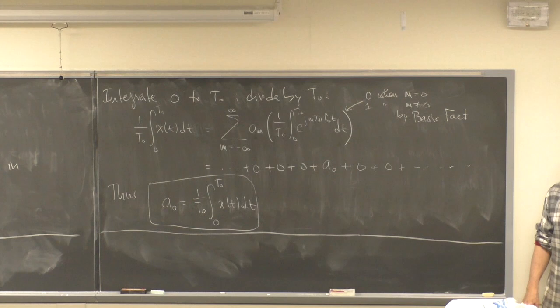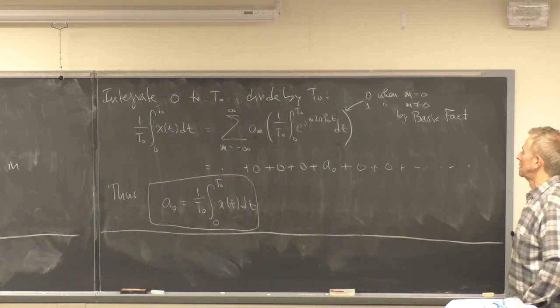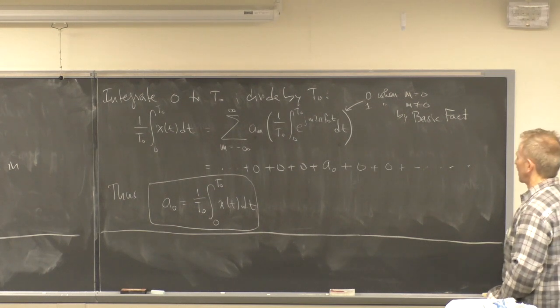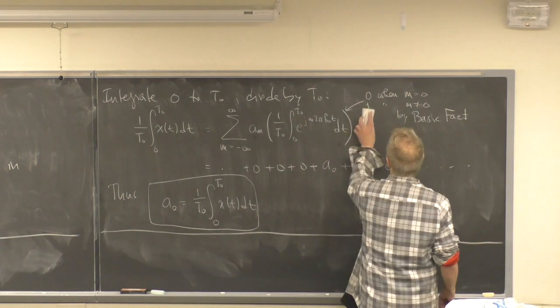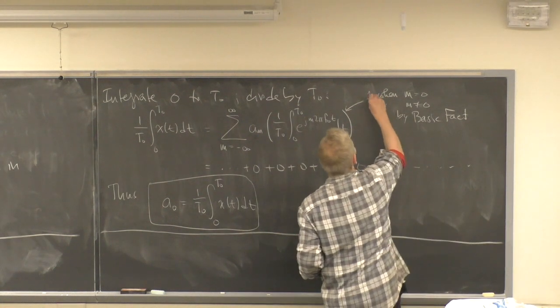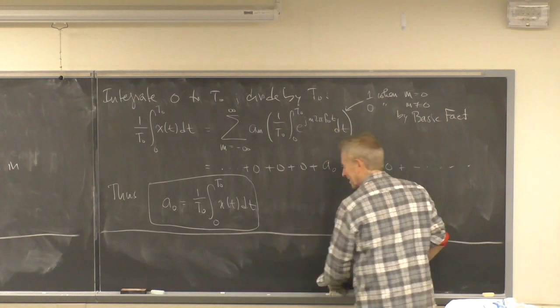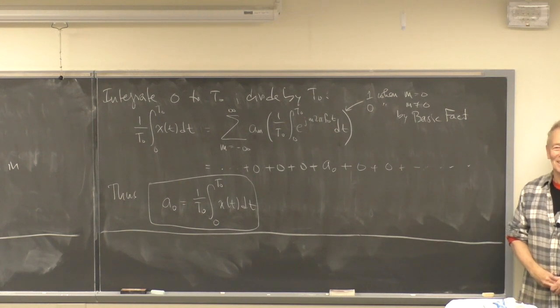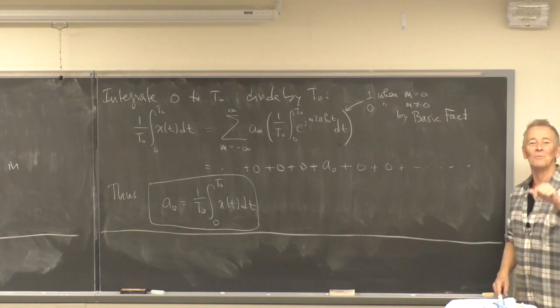Yeah. Sorry, I think in the basic fact you have written 0 when m equals 0 and 1 when m not equals 0 switched. Oh, clearly this is 1 up here and a 0 down here. Is that why there was confusion in the room or not?